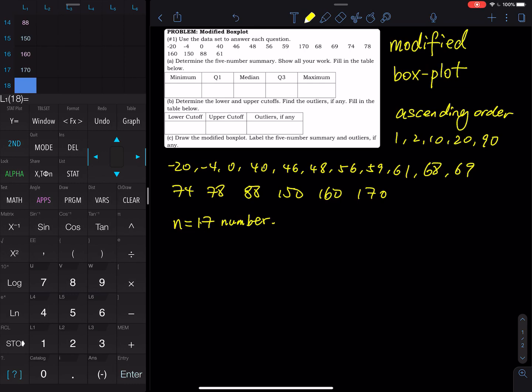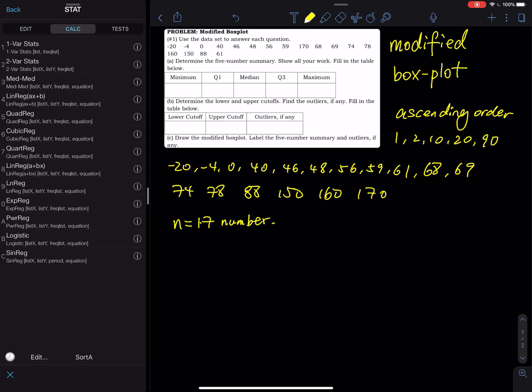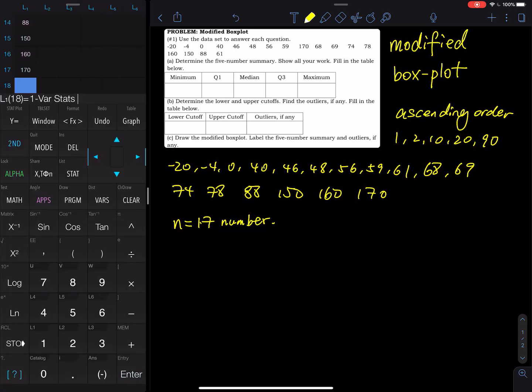All right, and then how do you find the 5-number summary? You go to stat, you hit the stat key, and then you push the right arrow. You go to calc, C-A-L-C, calc, and then you use one variable stat. Oh, actually, you do have to quick first.